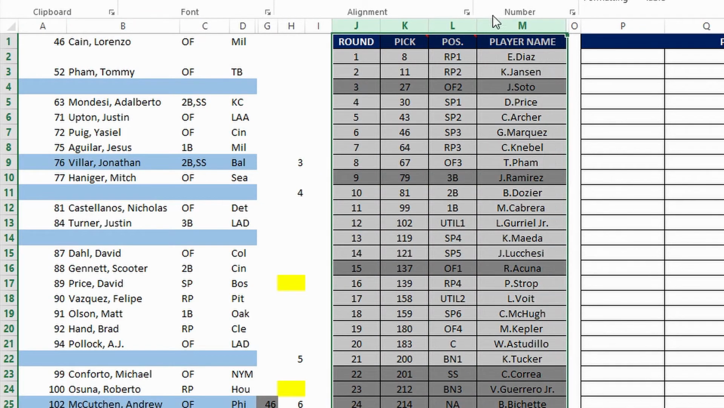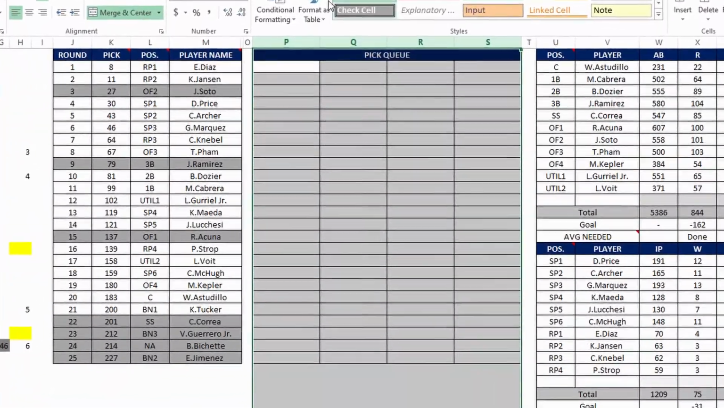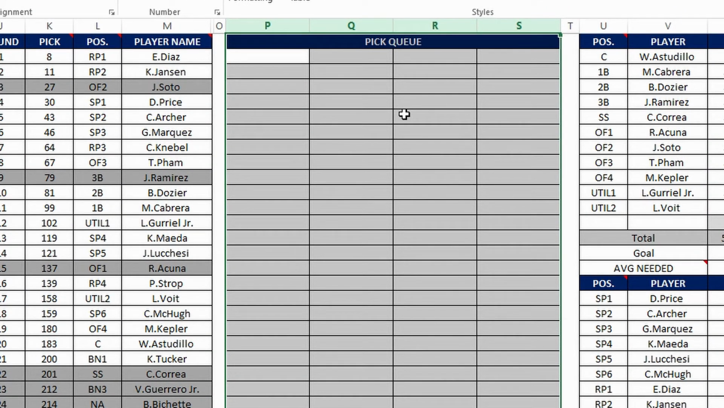Columns J through M were the picks that I made throughout the draft. The grayed out lines would be my keepers and where they got slotted in, as the league that I play in is a keeper league. Then columns P through S were the picks that I had queued up. I had maybe 3 or 4 in each of those different slots so that if one of the people I was going to pick got picked up, then I could slot somebody else in.